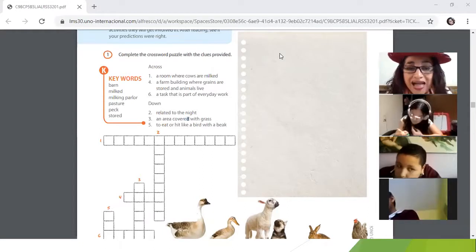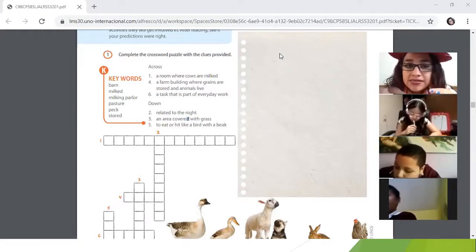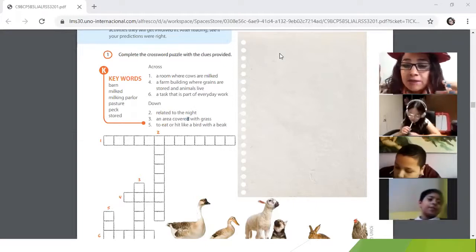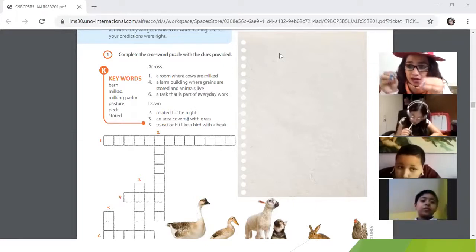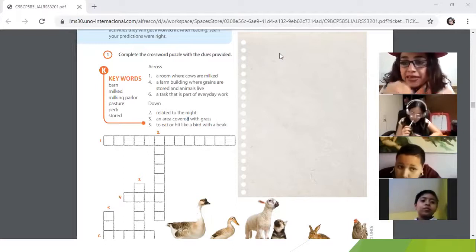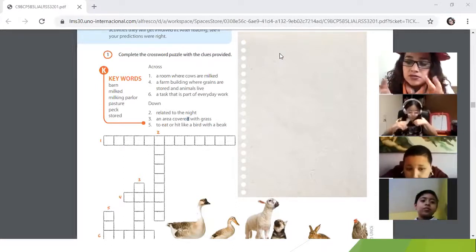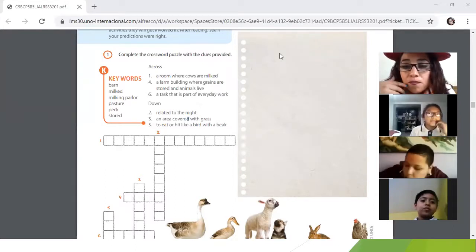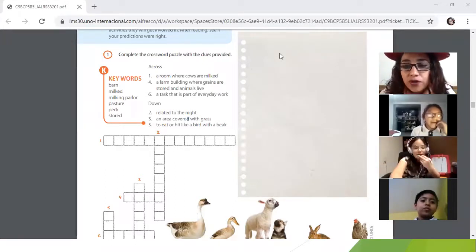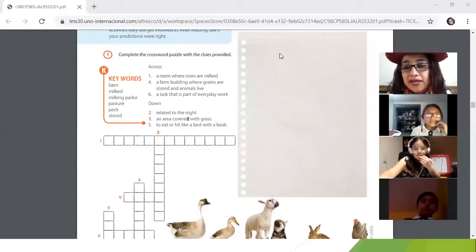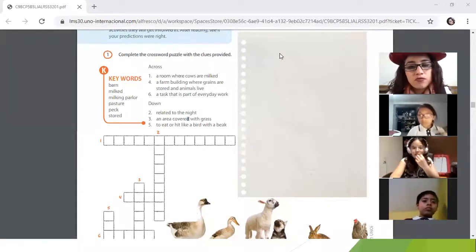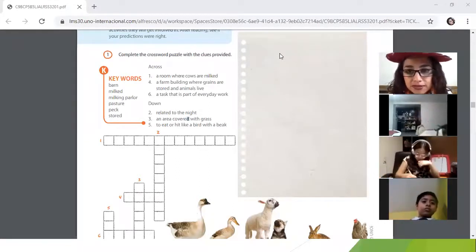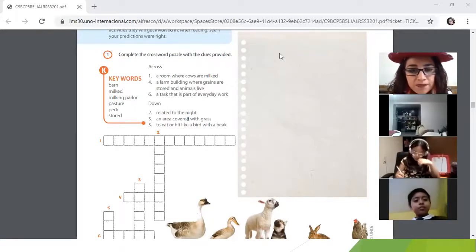Number four, a farm building where grains are stored and animals live. The place in which you can keep the cows, the goats, and different animals. What did you get? Barn. Can you please read it again, Ruby? Barn. Excellent. Super good, Ruby.